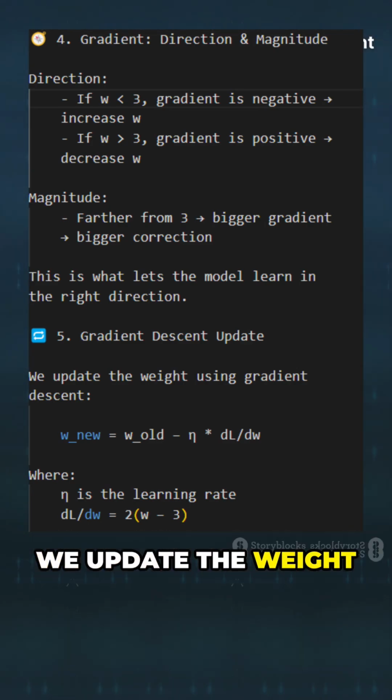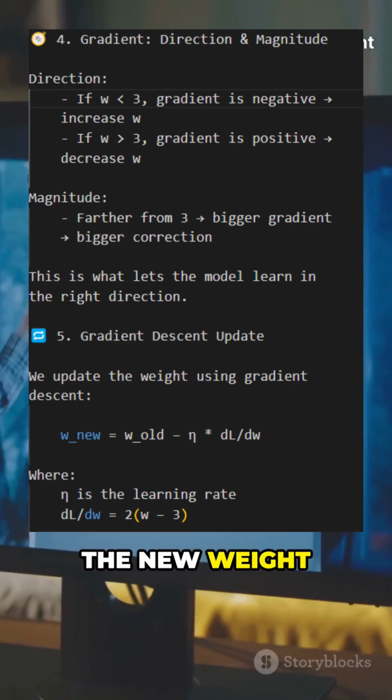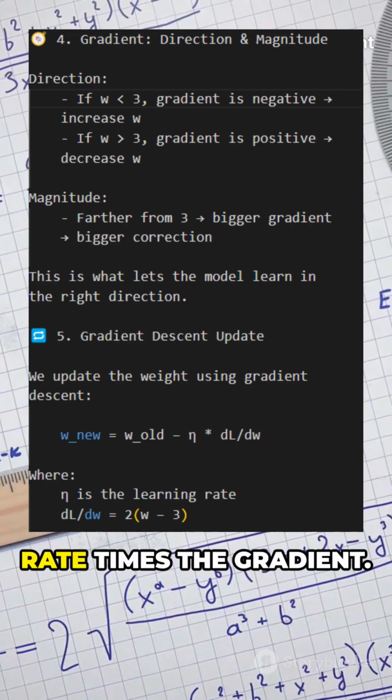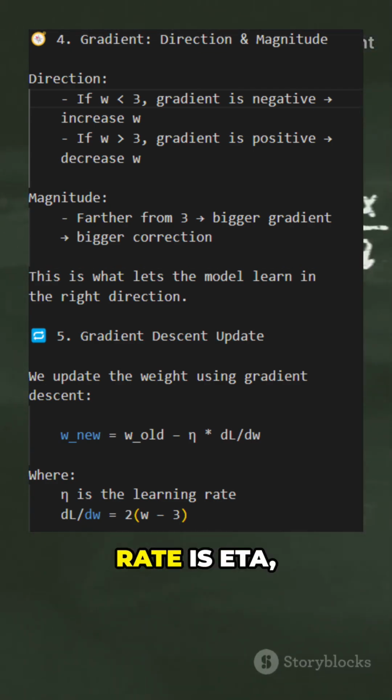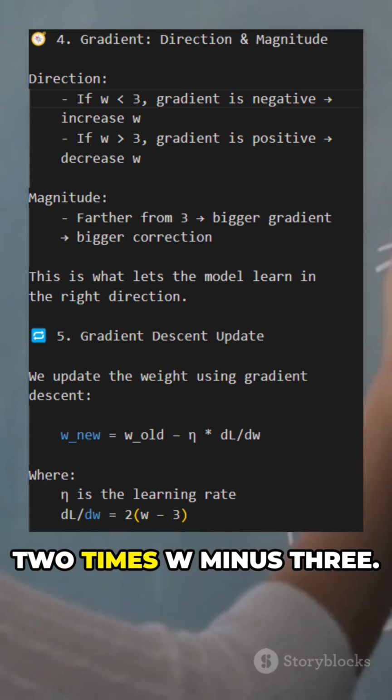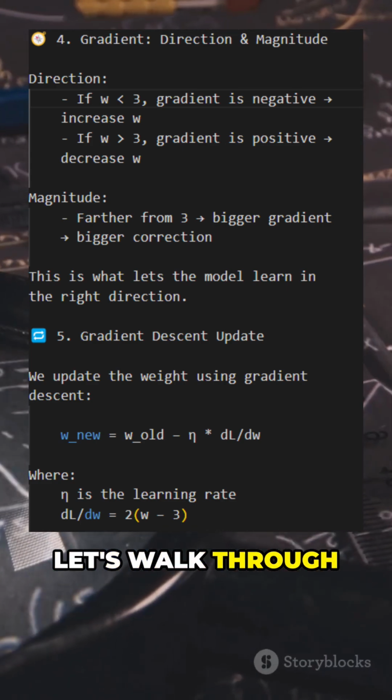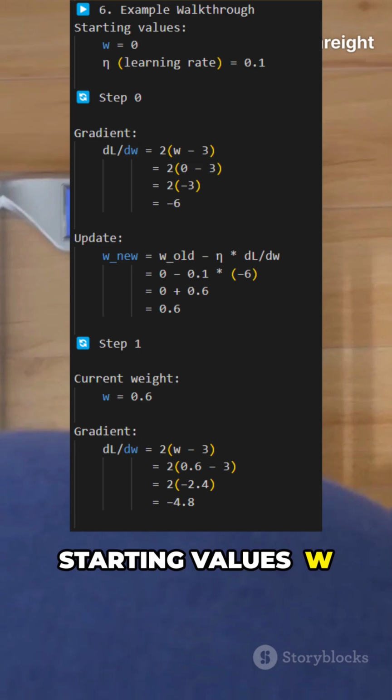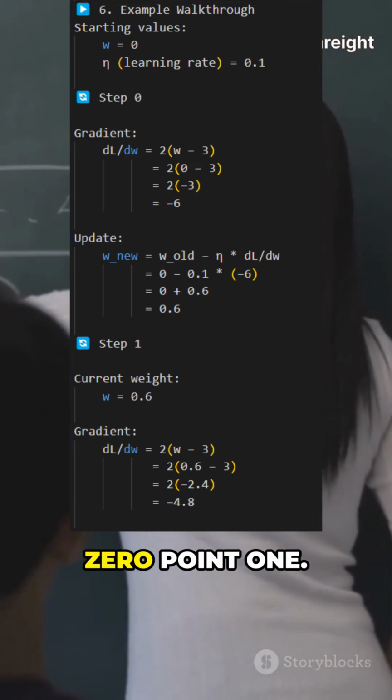We update the weight using gradient descent. The new weight equals the old weight minus the learning rate times the gradient, where the learning rate is eta and the gradient is 2 times (W minus 3). Let's walk through an example. Starting values: W equals 0, learning rate equals 0.1.